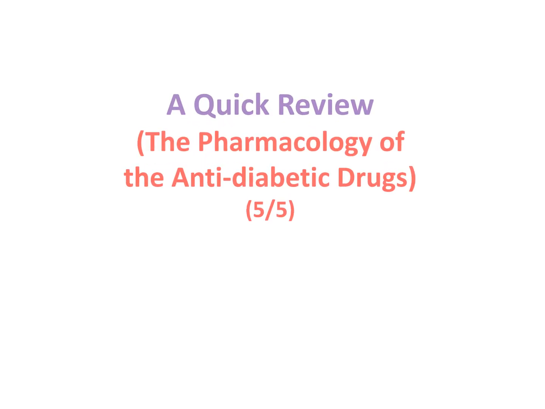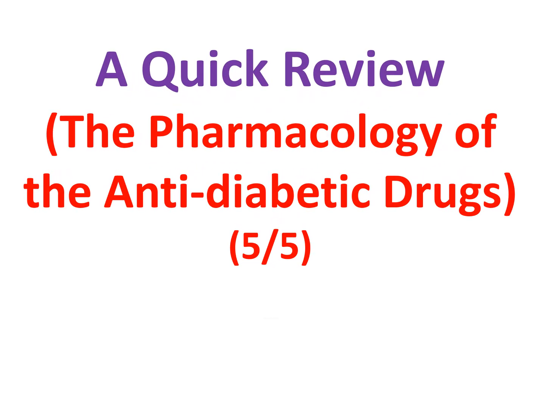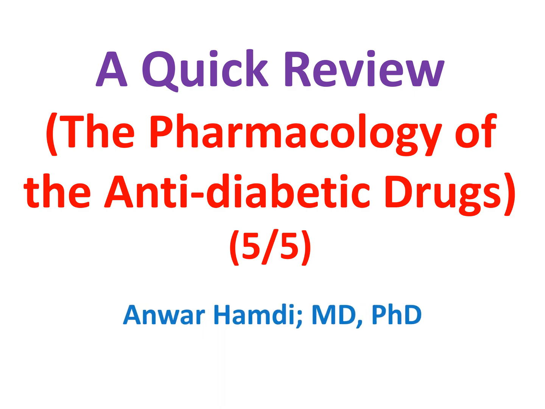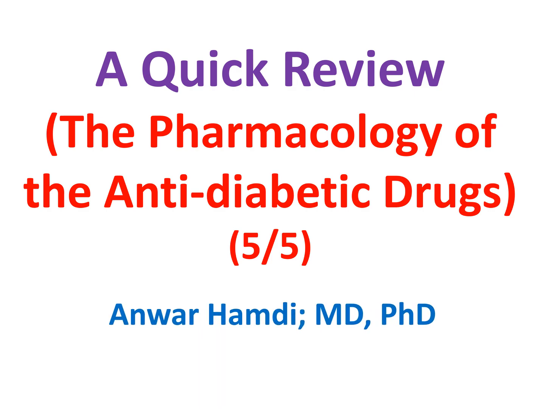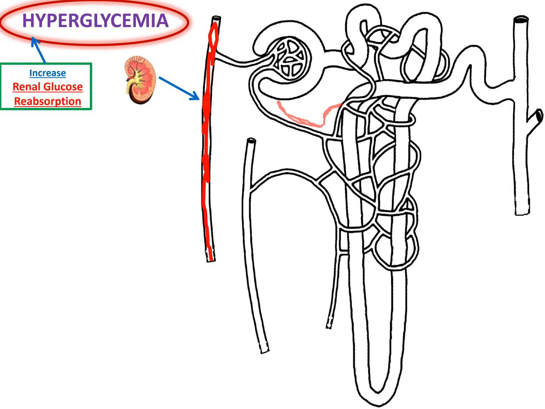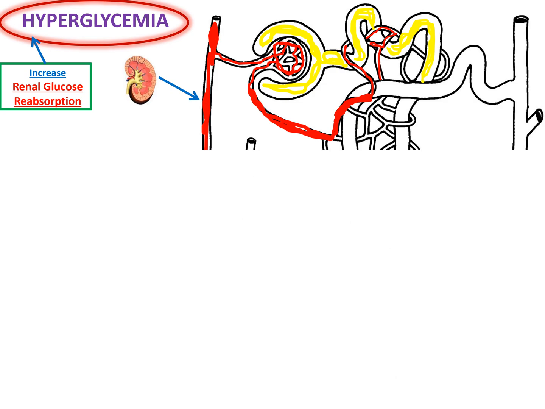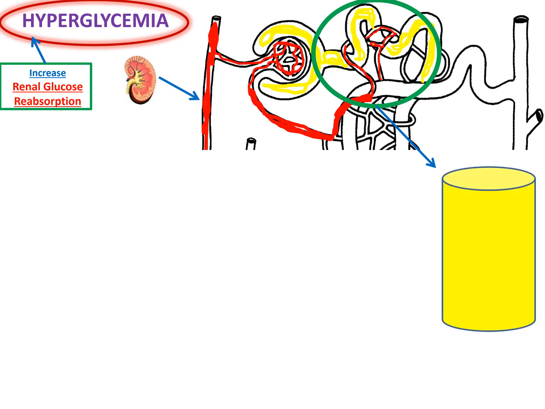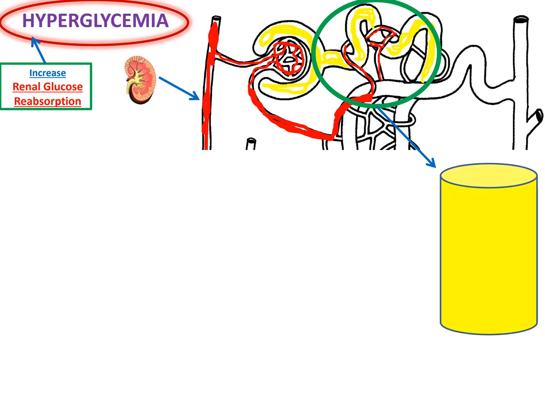A quick review: the pharmacology of the anti-diabetic drugs. So we have seen how an increase in renal glucose reabsorption will be leading to hyperglycemia. Now I'm going to enlarge this area of the proximal convoluted tubules. So here you can see that we have the side of the urine.